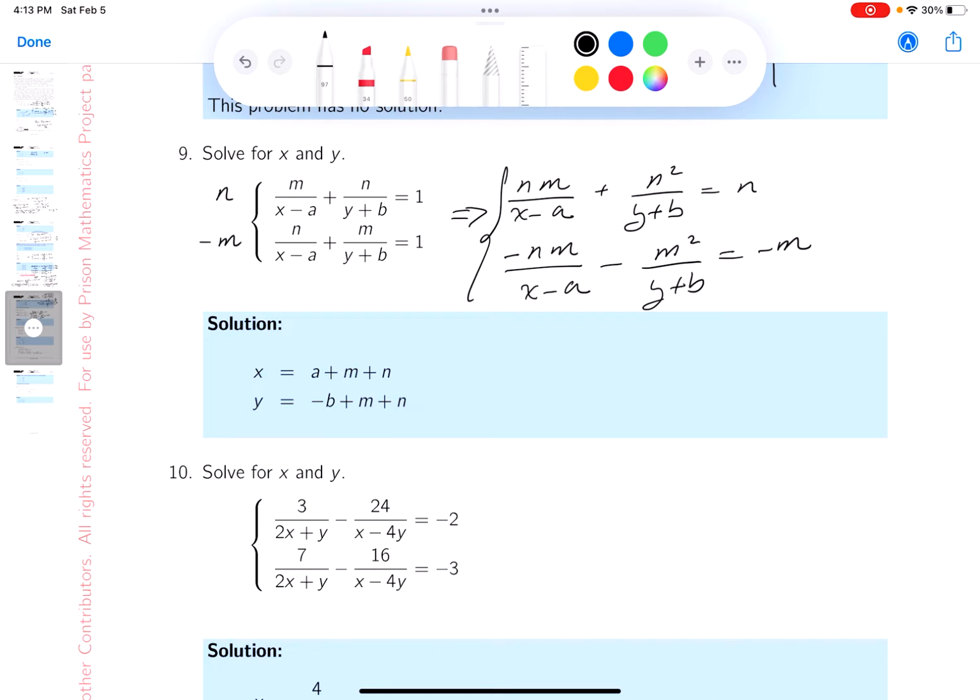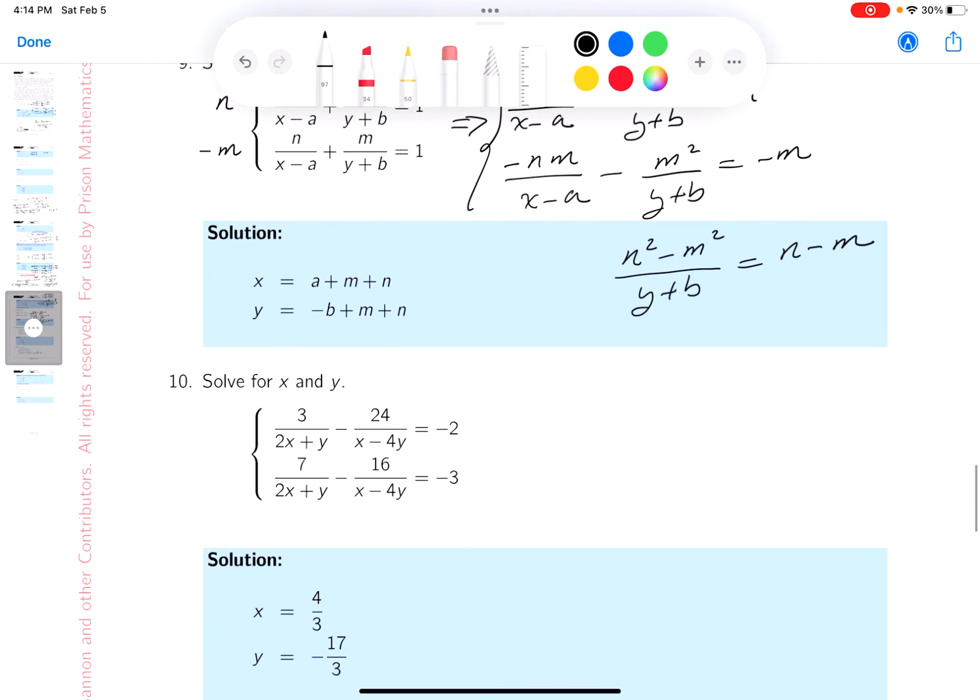And then I'm going to add these two equations together, and lo and behold, the first term disappears. There might be trouble, but I'm not worried about the trouble right now. And what do you get? n squared minus m squared, and that's going to be over y plus b, equals n minus m. I'm going to continue to work on that.